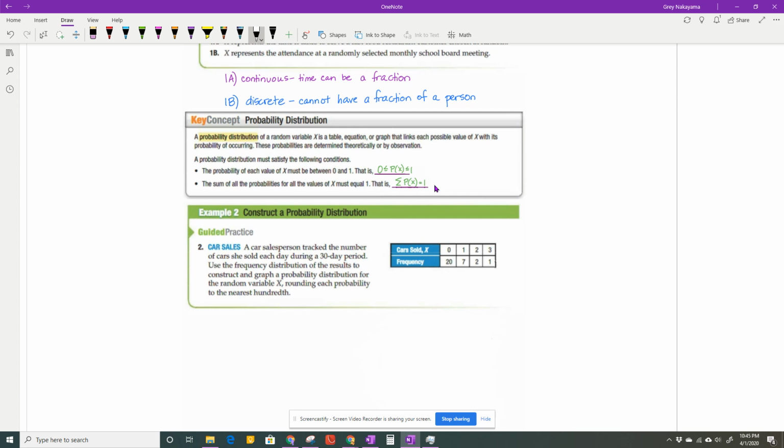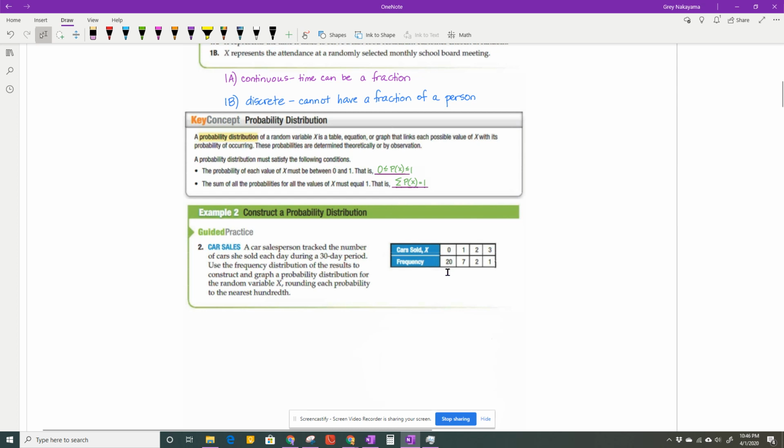So here's an example. A car salesperson tracked the number of cars she sold each day during a 30-day period. Use the frequency distribution of the results to construct and graph a probability distribution for the random variable X, rounding each probability to the nearest hundredth. Okay, so this is your data value. Cars sold, X. They either sold 0 cars, 1 car, 2 cars, or 3 cars.